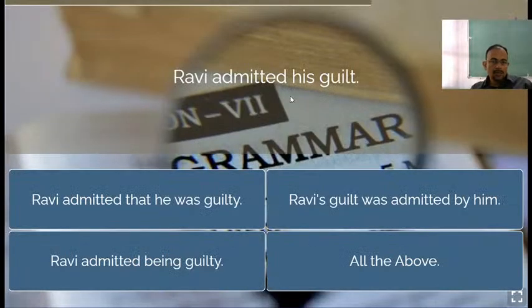Okay. Now next one. "Ravi admitted his guilt." "Ravi admitted that he was guilty." "Ravi's guilt was admitted by him." "Ravi admitted being guilty." All the above.